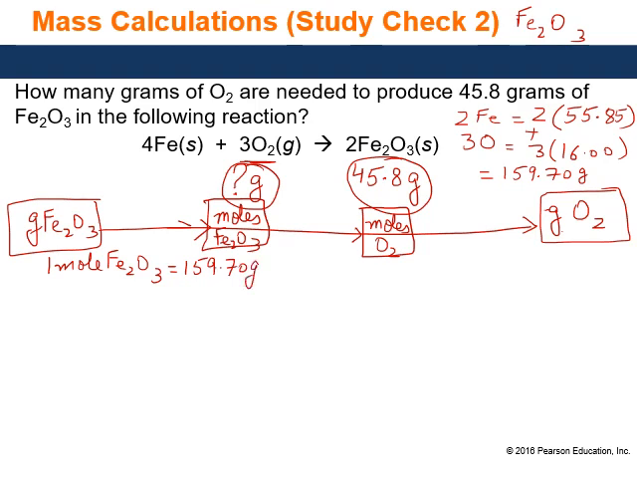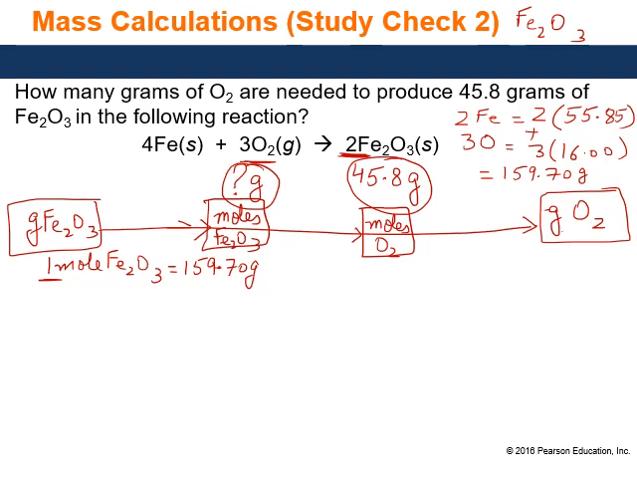Now, an important thing to remember here is, even though if you look in the equation, I have 2 moles of Fe2O3, when I write molar mass, that should always be for 1 mole. Remember, the definition of molar mass is the mass of 1 mole of a substance. So even though there is a 2 here, for the molar mass, your number will always be 1.